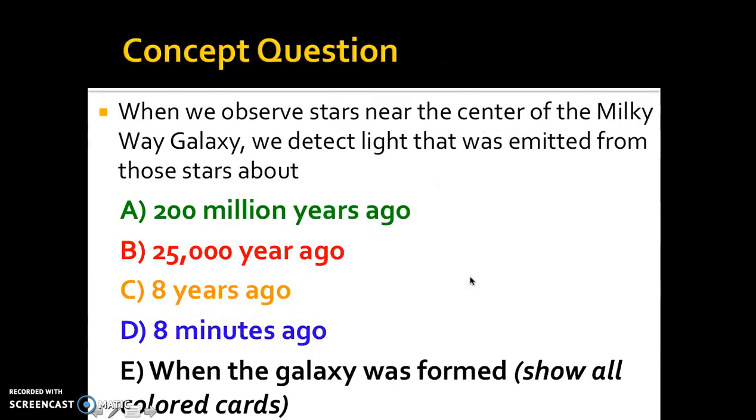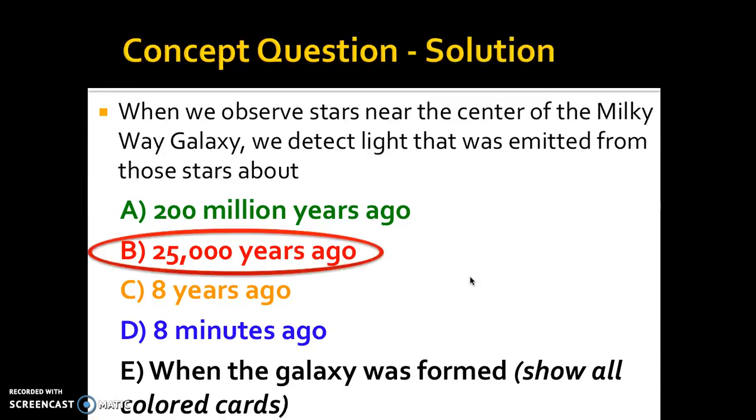Let's try another one. When we observe stars near the center of the Milky Way galaxy, we detect light that is emitted from those stars about how long ago? Pause the video and take a moment to answer the question. All right, once again, they're about 25,000 years old because that's how far away they are in terms of how we see looking back in time.